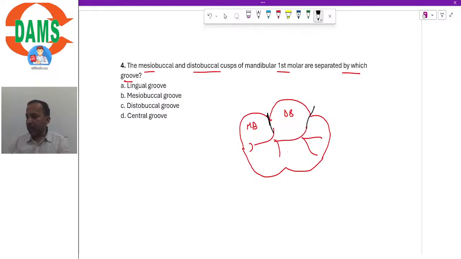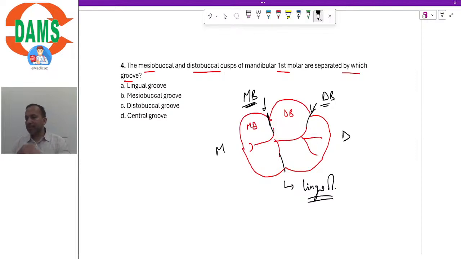And then this is another groove, and here we have the lingual groove. So there is a single lingual groove, but there are two buccal grooves, isn't it? One on the mesial and one on the distal side. So the one that is on the mesial side would obviously be called mesiobuccal groove, and the one on the distal side would be called distobuccal groove, isn't it?